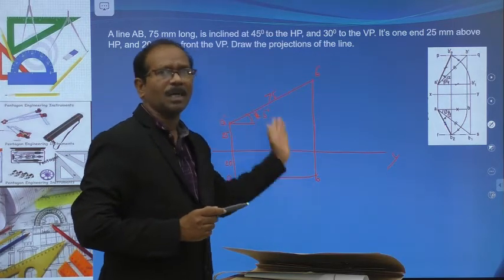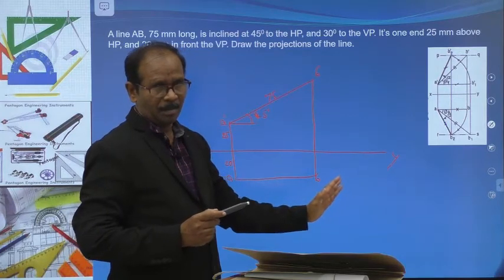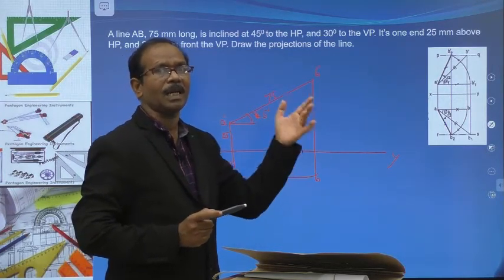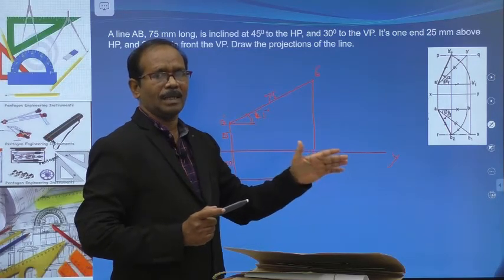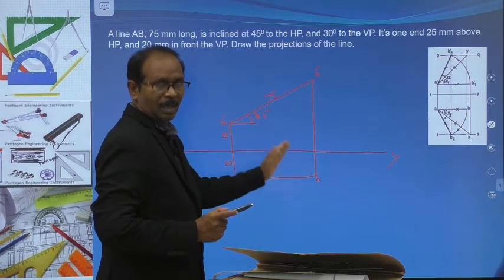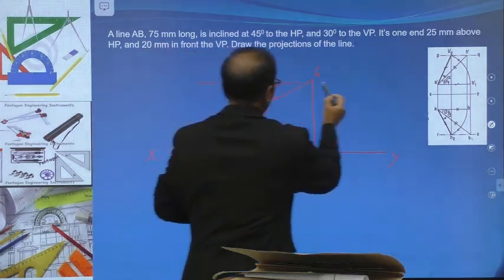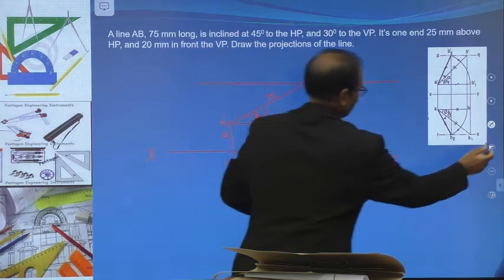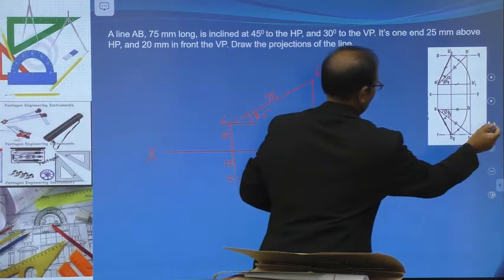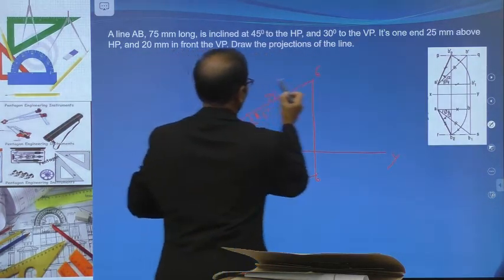This is the same as the problem in Lines 1. Now I solved only the Lines 1 problem, but I did not enter into Lines 2, where the same line is inclined to the other plane. So that is step 1. In step 1, what did we achieve? We can draw a locus line.